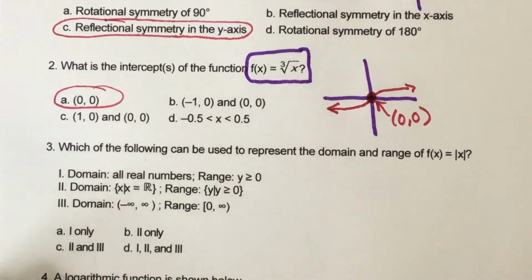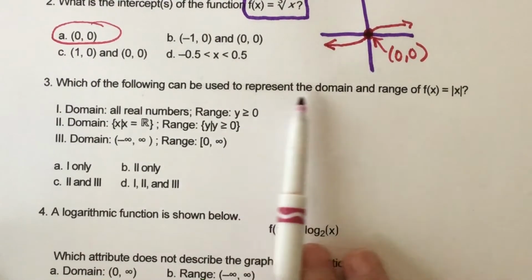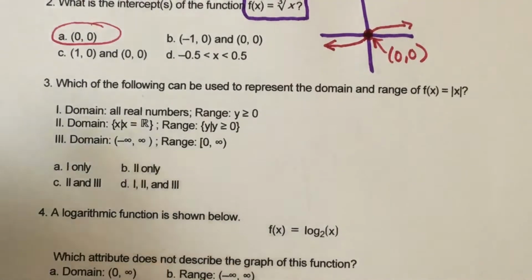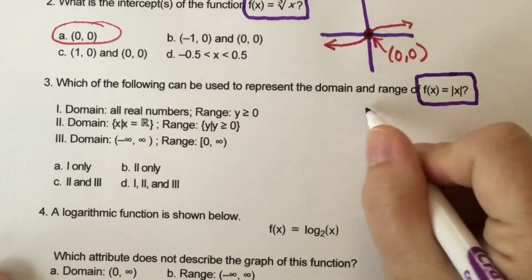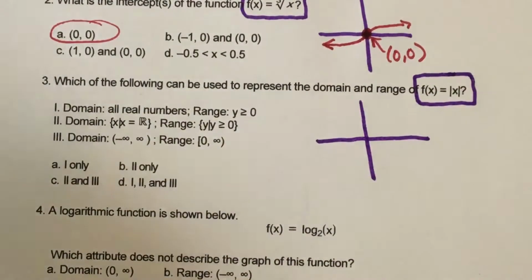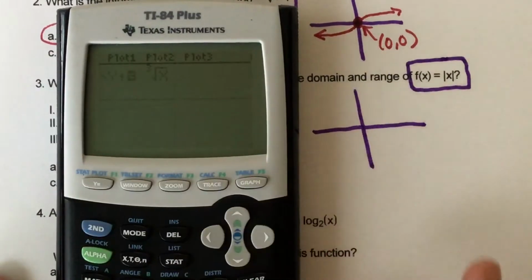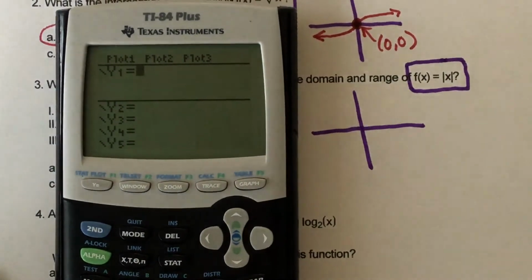Okay, number 3. It says, which of the following can be used to represent the domain and range of f of x equals the absolute value of x? Okay, so we need to know what this graph looks like. Okay. I know what it looks like, but if you don't, then we need to find it, okay? So let's go to our y equals. I'm going to hit clear. Now the absolute value bars are hiding from you.